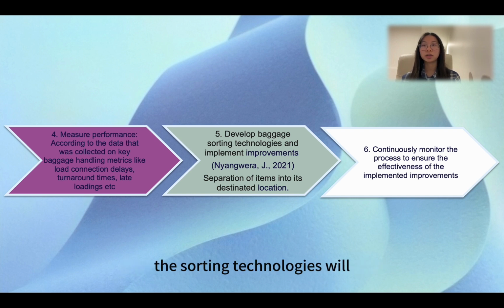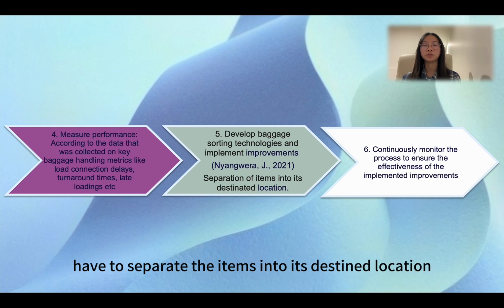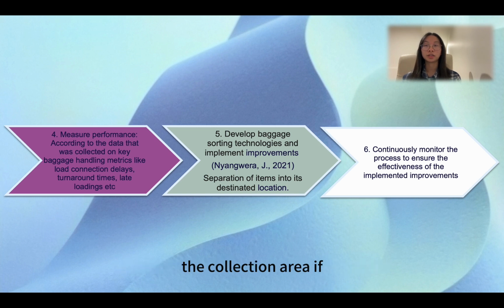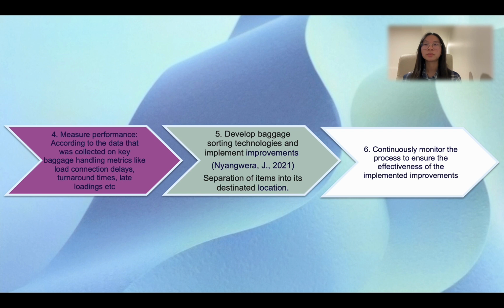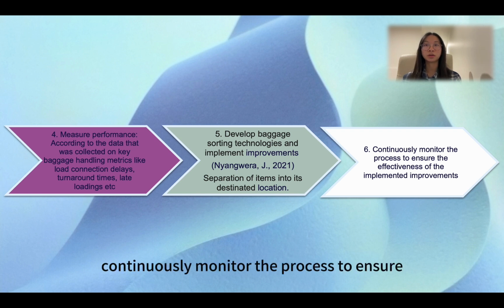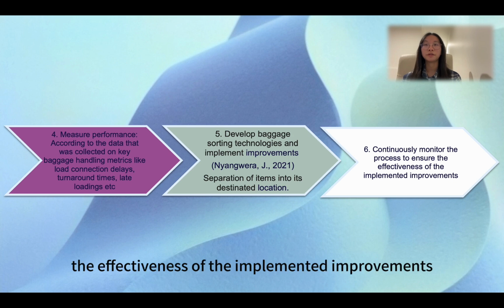The fifth one is to develop baggage sorting technologies. The sorting technologies will have to separate the items into their destined location, which may include connecting flights or the collection area if Melbourne is the passenger's final destination. And the last one is to continuously monitor the process to ensure the effectiveness of the implemented improvements.